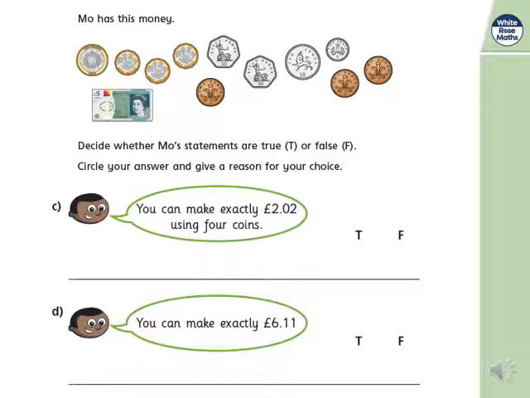Now, the same question, but there are 2 more statements for you to try. Again, thinking what you can use to help yourself by counting and your knowledge, and see, are these statements true or false, and can you give a reason for your choice? What can you find out as your evidence?